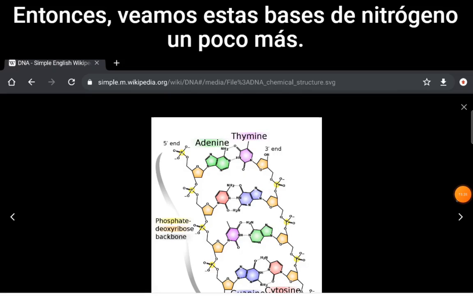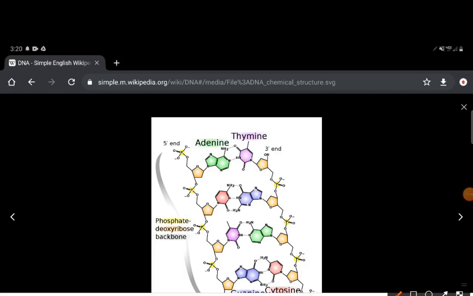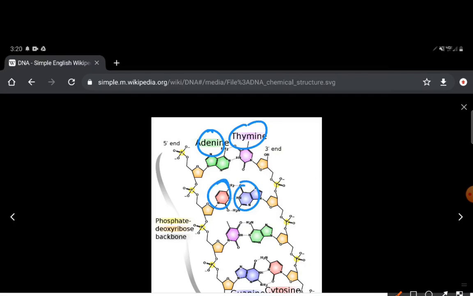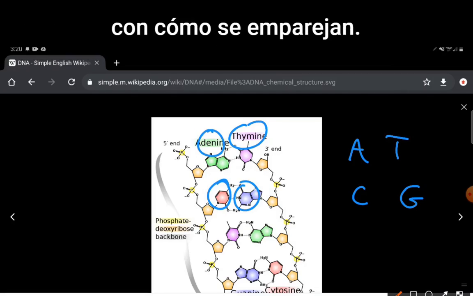And so let's look at these nitrogen bases a little bit more closely. If you notice here, A always pairs with T, and C always pairs with G. But if you look really closely, you'll see there's a difference with how they pair.